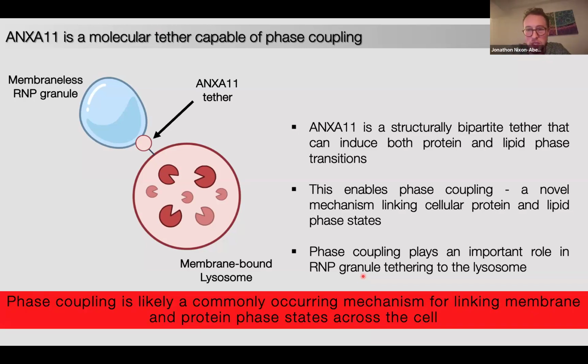I've focused today on the lysosome RNP granule, but as I mentioned, there's a bunch of other condensates in close proximity to membranes. So I think we're really just scratching the surface of this phenomenon here. And actually, there are a number of other groups now that have published some fantastic work looking at these other condensate membrane systems. So I think phase coupling is very likely a general organizational mechanism that applies to multiple scenarios across the cell.